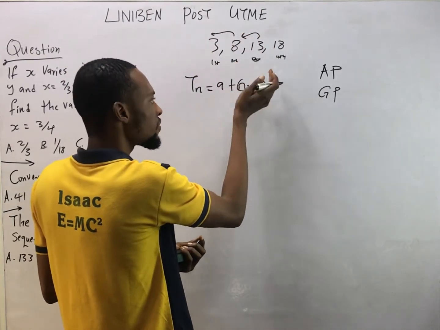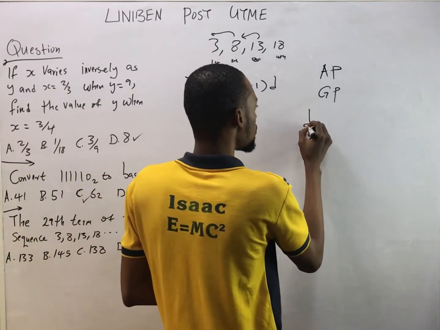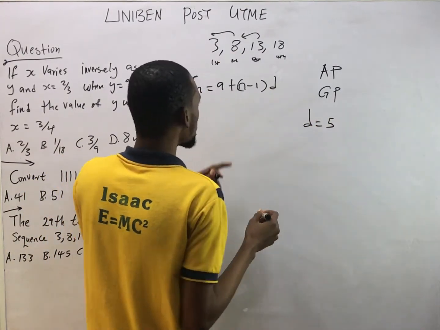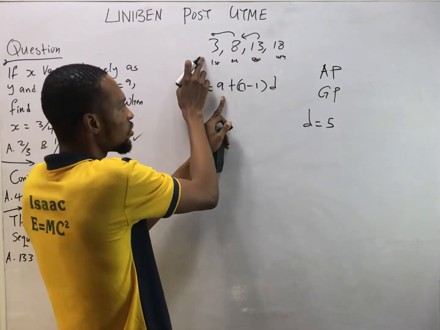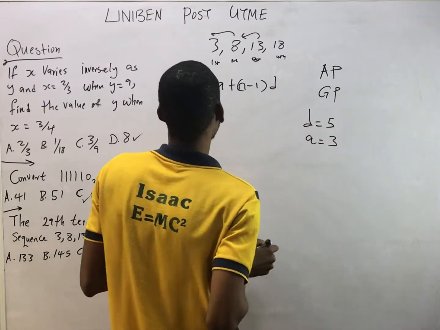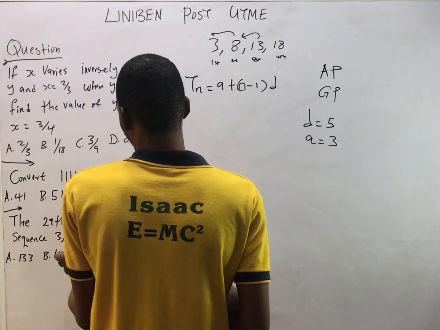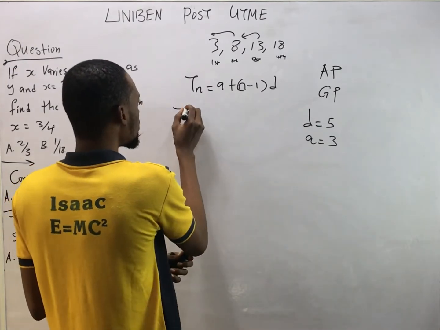So 8 minus 3 is 5. 13 minus 8 is 5. So we've gotten common difference to be equals 5. The first term is the first number, which is a. So a is equals 3. So we've gotten all the things we want.